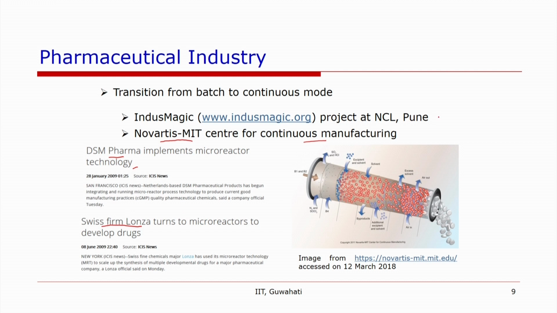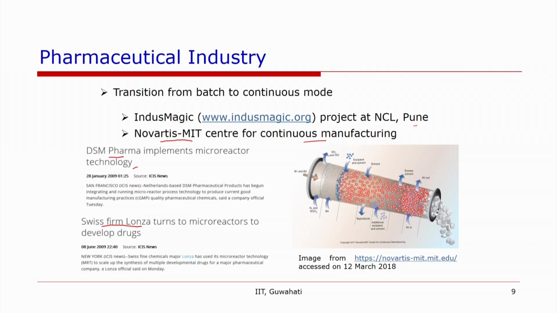Back home, there is a project running at the National Chemical Laboratory, a CSIR lab in Pune. The project is called Indus Magic, in which the goal is to develop novel reactors for process intensification, and one of the reactors that they are looking at actively is microreactors for fine and specialty chemicals. Mostly these chemicals are used in the pharmaceutical industry.